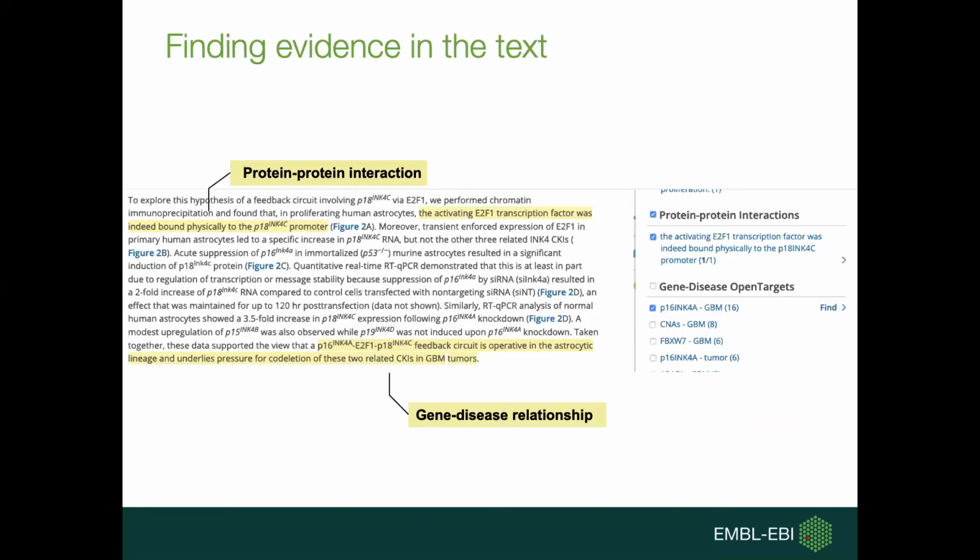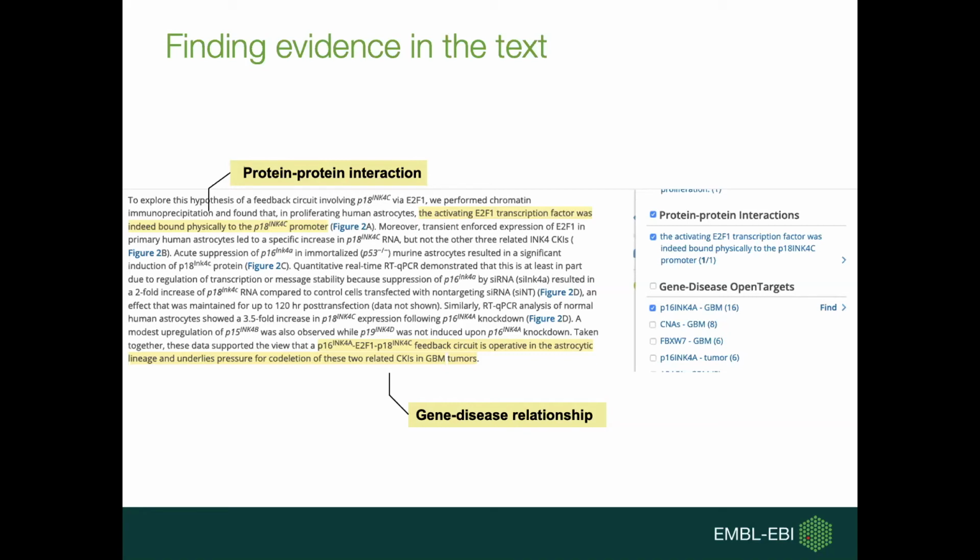So SciLite annotations include functional relations such as gene-disease associations and protein-protein interactions, which can help you to find evidence and formulate or refine your hypothesis. So for those annotation types, an entire sentence that contains the evidence for the relation will be highlighted on the text.